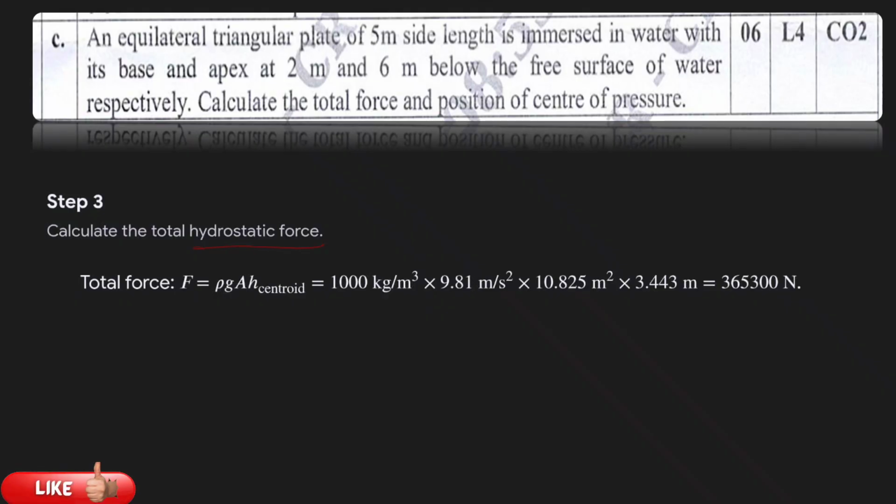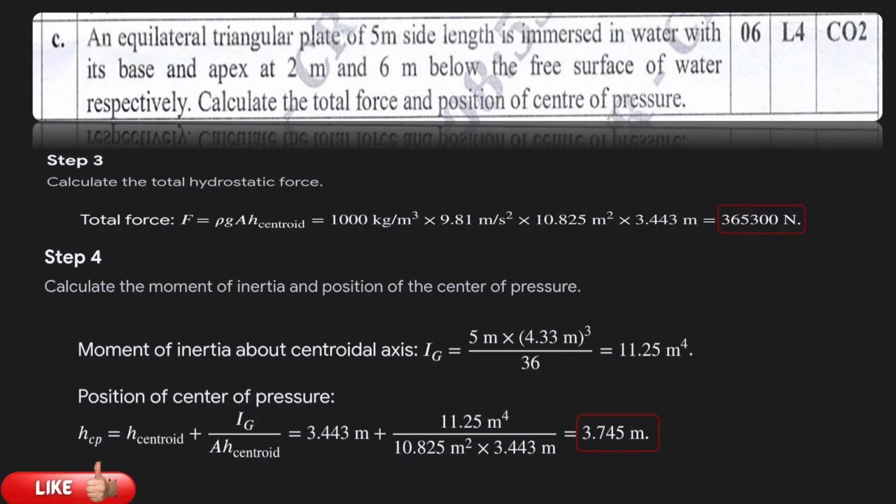Calculate the total hydrostatic force. Total force, this is total hydrostatic force. F is equal to rho g A h centroid. This is equal to rho is 1000 into g is 9.81 multiplied by area is 10.825. That is multiplied by h centroid. Just in the previous step we calculated 3.443. After solving this equation, we will get 365,300 Newton. That is equal to 365.3 kilo Newton.